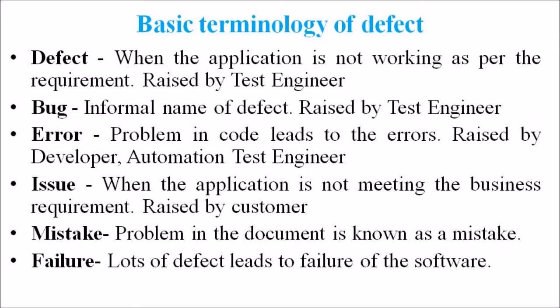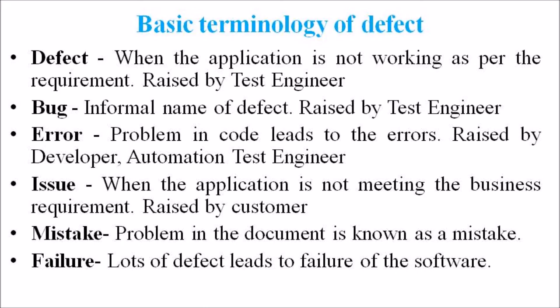The basic terminologies in the defects and the bug in the software testing environment are as follows. The first one is defect. When the application is not working as per the requirement, that condition is known as the defect condition, and this defect is raised by the test engineer. The second one is the bug. Bug is the informal name of defect, and these bugs are raised by the test engineer. Third one is the error. The problem in code leads to the error conditions. The error conditions are raised by the developer and automation test engineers. And the next one is issue. When the application is not meeting the business requirement, that condition is known as issue condition, and these issues are raised by the customer. The next definition is a mistake. The problem in the document is known as a mistake. And finally, failure means lots of defects lead to a failure of the software.